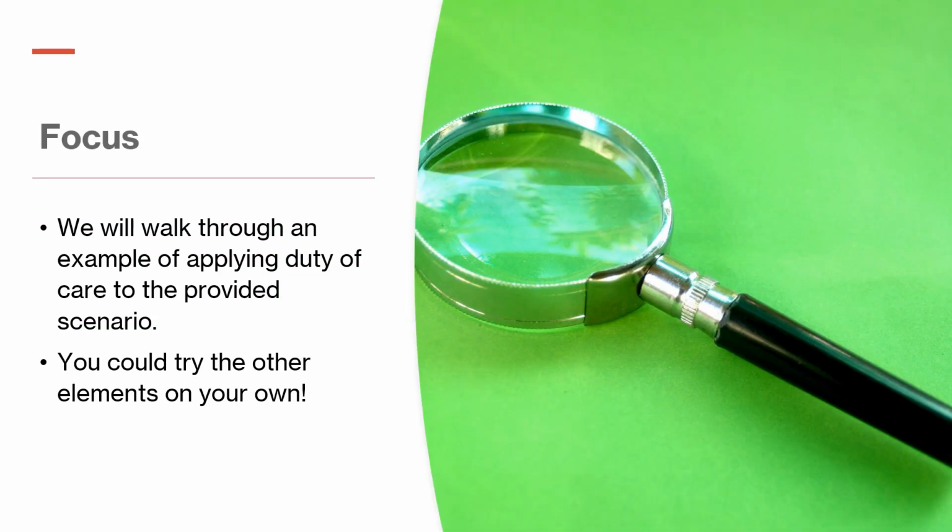So once we've introduced it, now, of course, I'm just going to focus on one element here to demonstrate the PAA method. That's the purpose of this video. What I'm going to do is walk through an example of applying the duty of care to the provided scenario. Now, there's a quick note here as well. I'm quite keen to make sure that we're not using the Caparo test. Okay, we need to be using the Robinson test.